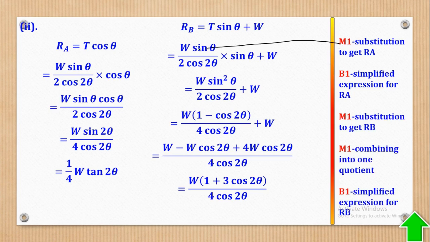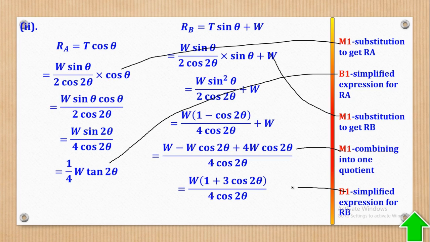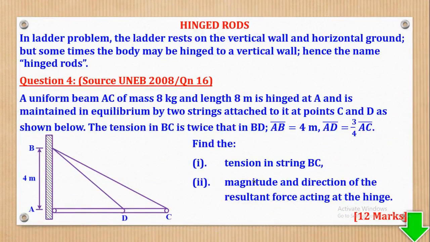So M1 for this substitution and B1 for this expression for RA, M1 for this substitution, M1 for this combining to one quotient, and B1 for the final expression. So that has been the ladder problem.